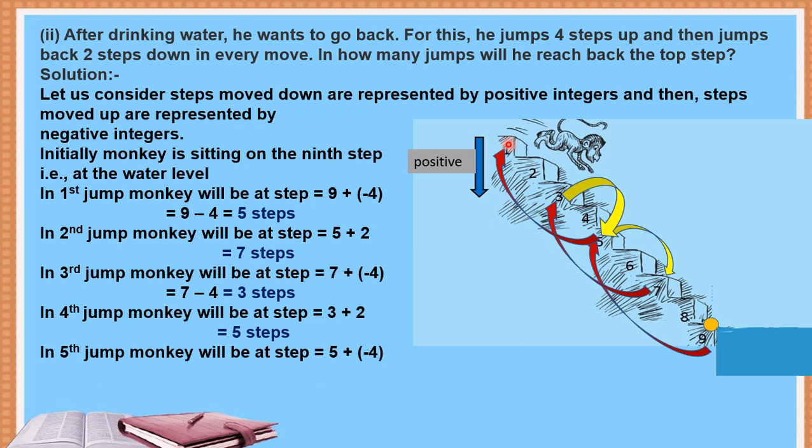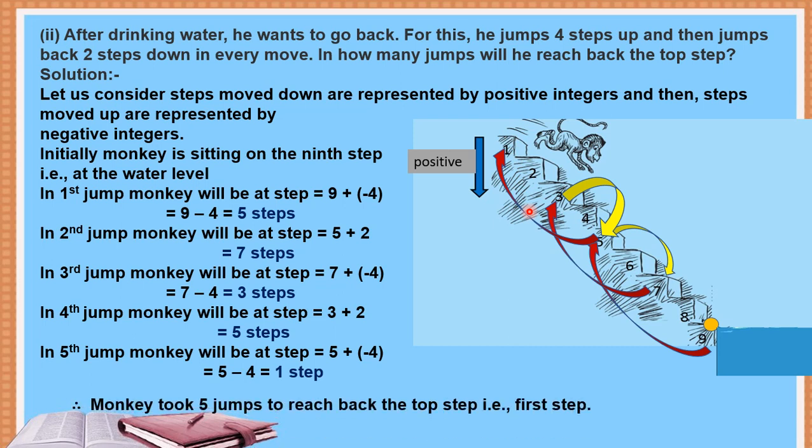So how many jumps are there? 5 jumps. So we have to write it as the monkey took 5 jumps to reach back the top step, that is the first step. So the total number of jumps done by the monkey is 5 to reach its previous topmost step.